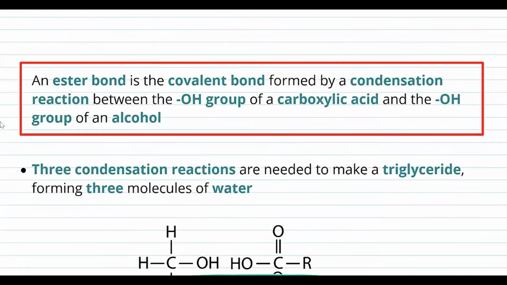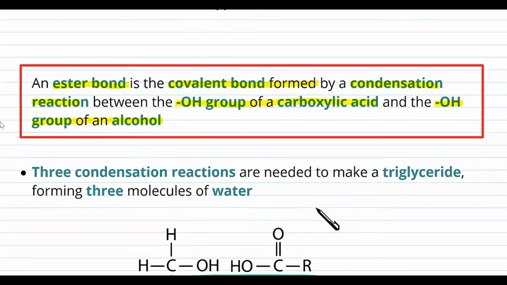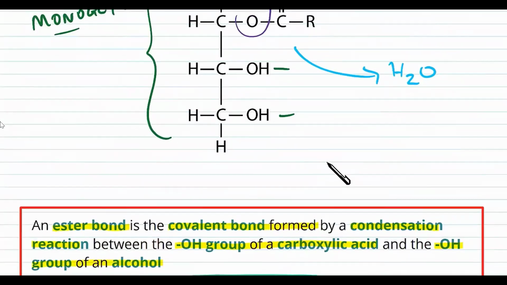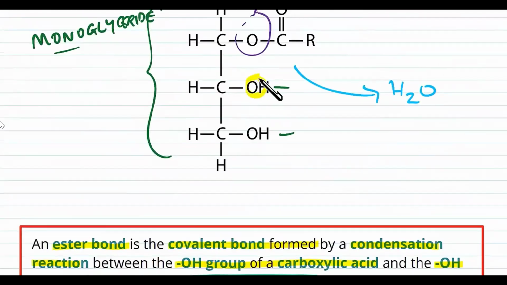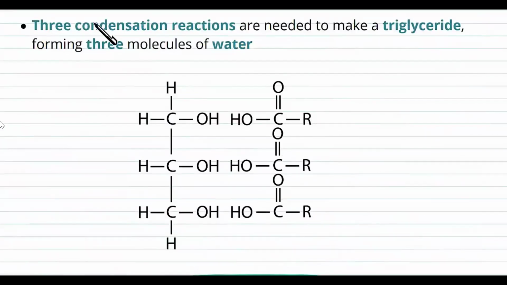So by definition, an ester bond is the covalent bond formed by a condensation reaction between the OH group of a carboxylic acid and the OH group of an alcohol. So looking back up, we used the OH group of the alcohol, which was on the glycerol, and the H or the OH on the fatty acid, and now they're joined together to make a covalent bond, which is this ester bond. So in order to make the triglyceride, we need three condensation reactions, forming three molecules of water.